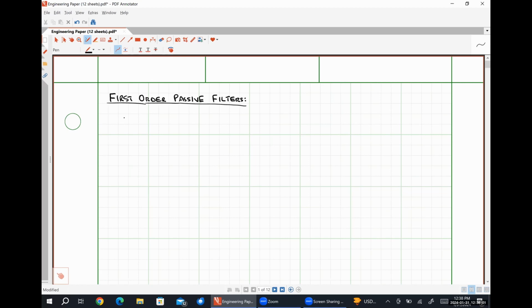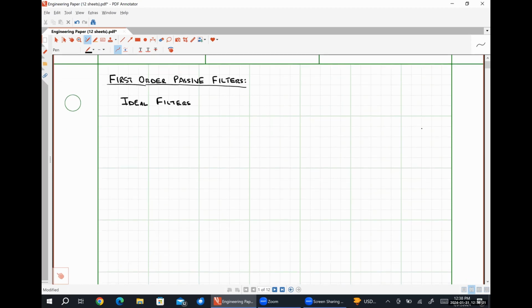So there are 4 different general types of filters that we will see. First, I'm going to introduce the ideal filters, and then I'm going to add on to these graphs what we should actually expect to see, okay? So the ideal filters are also commonly called brick wall filters. So the first response that we might expect to see would be something like this.